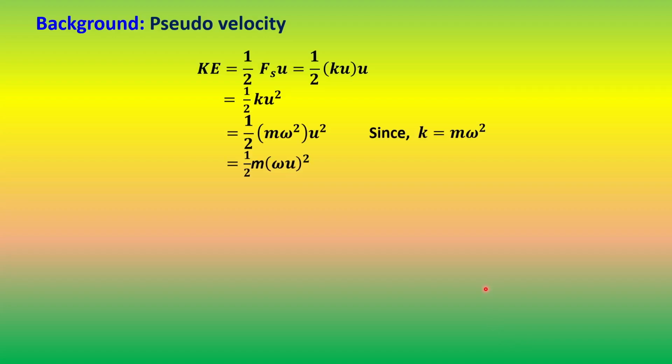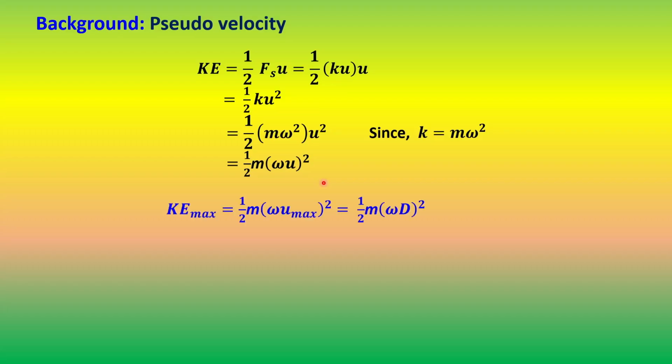Similarly, we have another term, the pseudo velocity. Let us see how it comes into picture. Kinetic energy is equal to potential energy when the system is at the peak displacement point. So in that case, you can write K equal to half Fs into U. Fs into U by half is the strain energy, and Fs we are substituting by K U, so it becomes half K U square, and K equal to M omega square that we have seen. So we can write half M omega square U square, and taking omega square U square together, we can write half M omega U whole square.